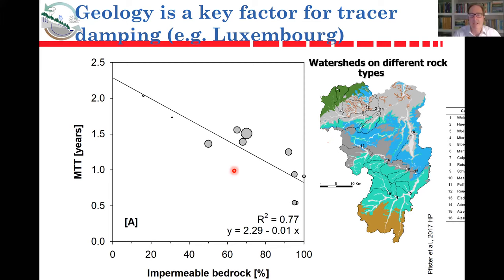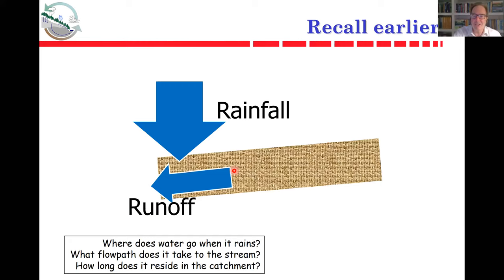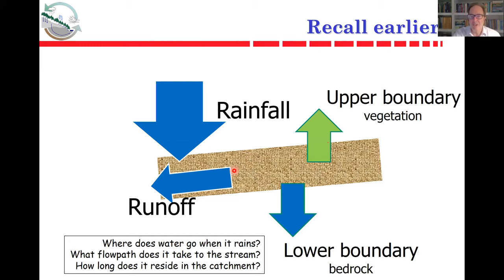Let's look at the second question: where do trees get their water? In a way, it's the other boundary condition. We've talked about geology being the subsurface boundary condition, and the permeability of that rock type. Now we're looking at the other boundary, that is the vegetation on the soil surface. So again, we're looking at boundary conditions. We've just talked about this lower boundary. Now we're going to talk about the upper boundary with vegetation. This is what we're going to focus on.